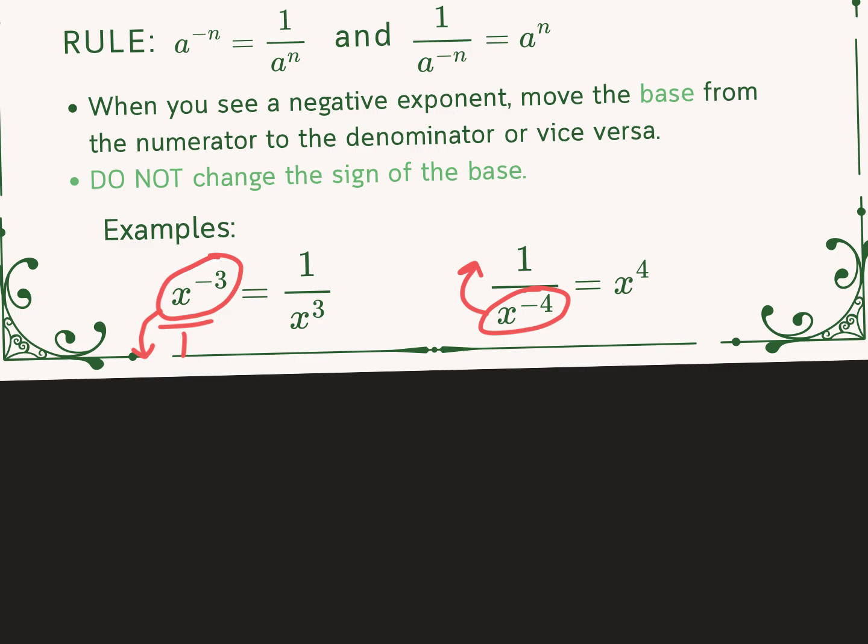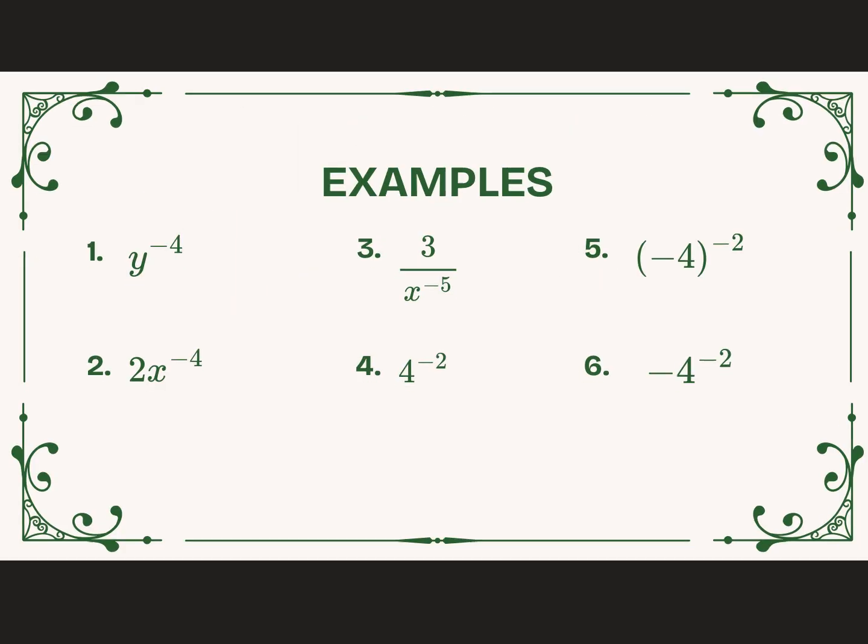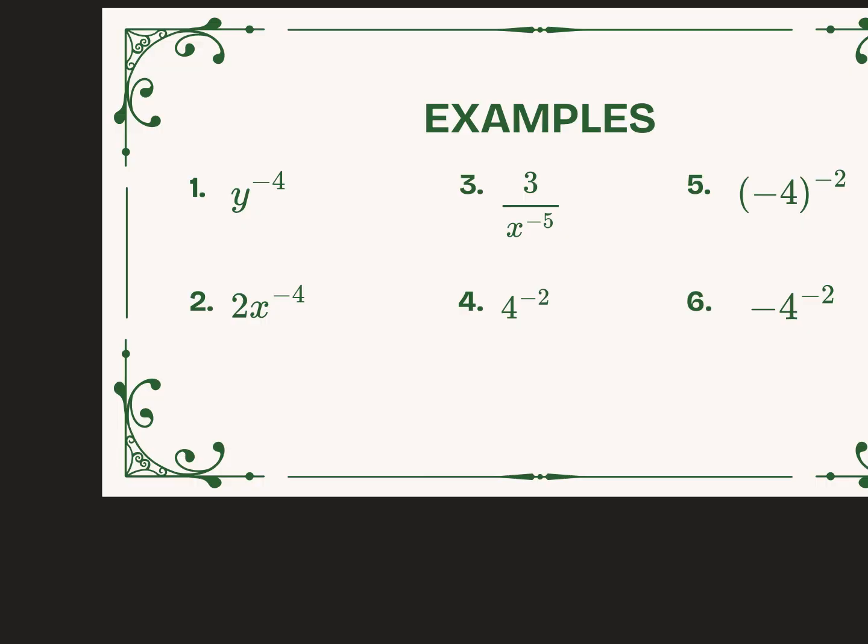All right? You're not going to change the sign that's in front of the base. Like a -2 doesn't become positive. It's just the exponent that changes the sign. So let's look at a couple of examples, all right? I think it's a really good idea if you kind of follow what I'm saying.